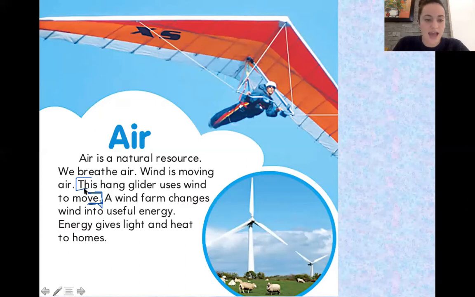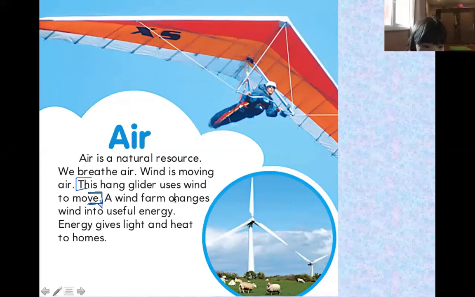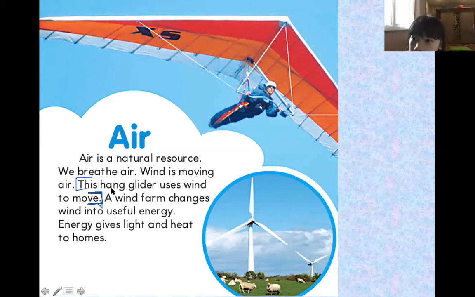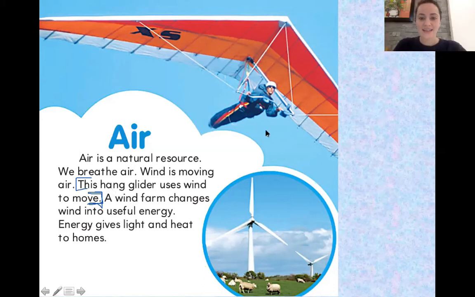Cherry, can you read that sentence as well? This hang glider is going to the moon. Very good. This is a hard word. Can you say it one more time? Hang glider. Very good. Excellent. That's this picture right up here. This man is flying on a hang glider.